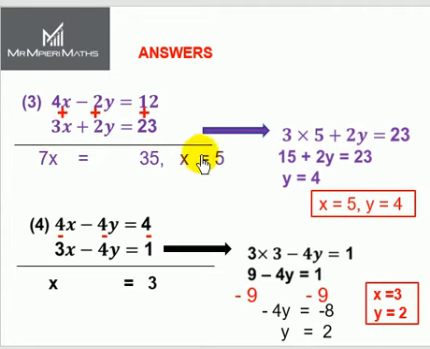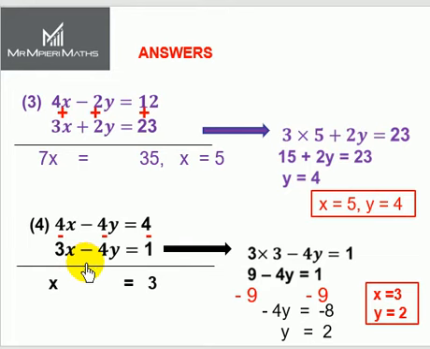Once you've got x is 5, again substitute in any of the equations. If you substitute in the second equation, 3x becomes 3 times 5 plus 2y equals 23. 3 times 5 is 15. 15 plus 2y is 23. y has to be 4, because 2 times 4 is 8, and 15 add 8 gives you 23. So y must be 4. So x is 5, y is 4.